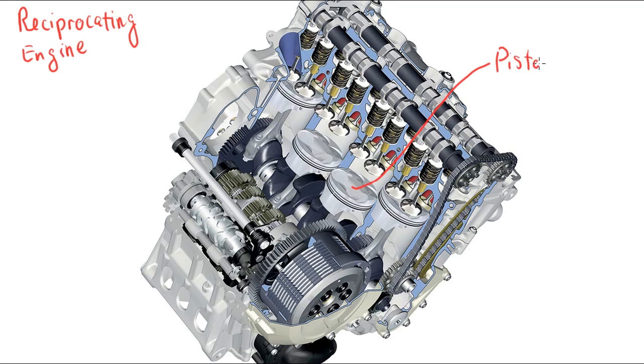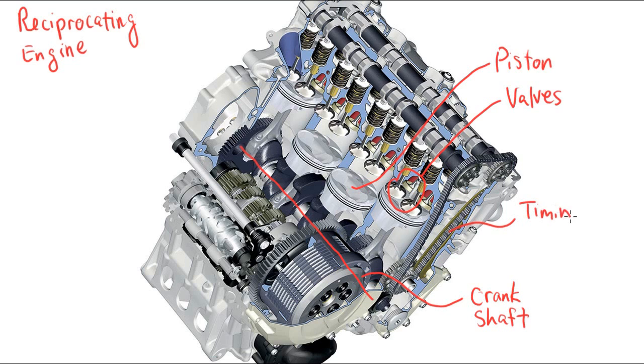So here we have a piston inside a cylinder, and there are several valves for each cylinder that control the inflow and outflow. Here's the crankshaft, which the pistons are connected to by connecting rods, which turns for power. The timing belt connects the crankshaft to the camshafts, which then control the valve timing.